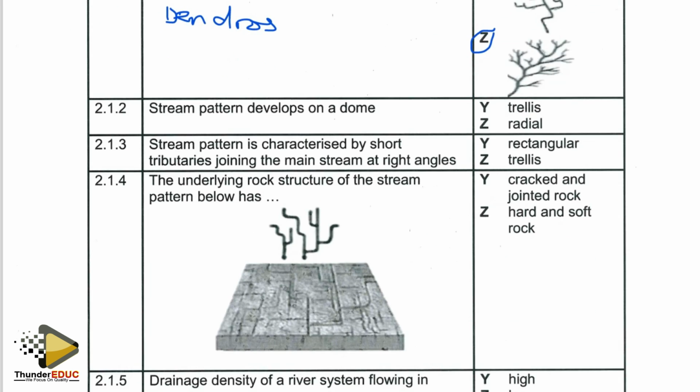Right, we move on to the next part, which is item number 2.1.2. The stream pattern that develops on a dome. When you're talking of a dome here, we're giving an example of an elevated landscape. For example, a volcanic landscape, where we have a lake on top of a volcanic dome, or what we call a caldera lake, which forms on top of a volcanic mountain.